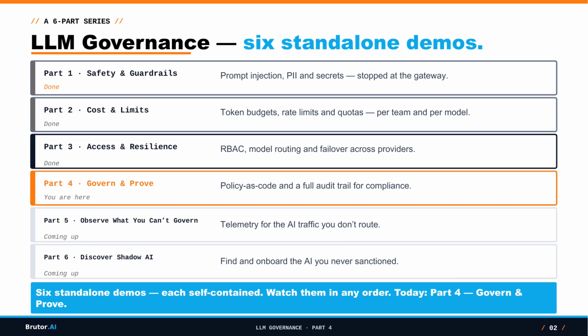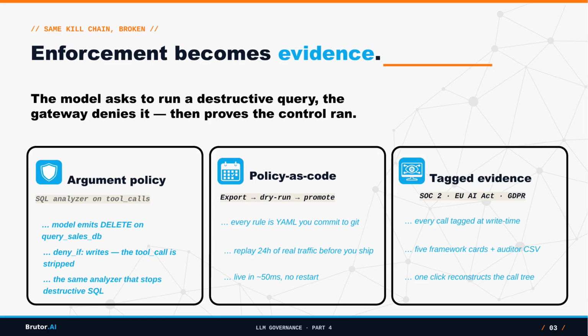We've made it safe, made the spend predictable, and made access structural. Now we prove every control ran. The model asks to run a destructive query. The gateway denies it. Then proves the control ran. The argument policy runs a SQL analyzer on the model's own tool calls.